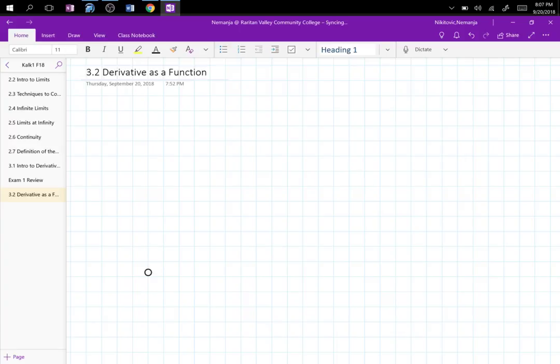Hello and welcome back to Calculus 1. This is section 3.2. We are talking about derivative as a function. We are learning about connections between functions and their derivatives.